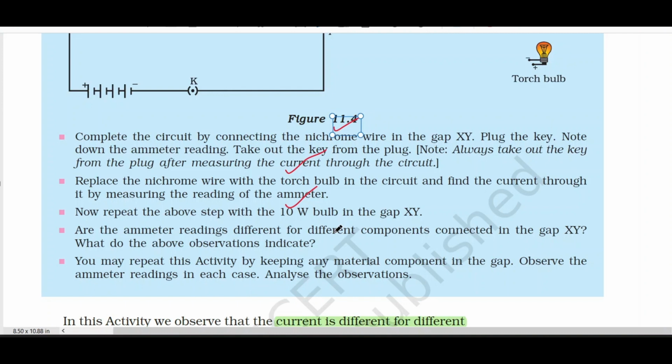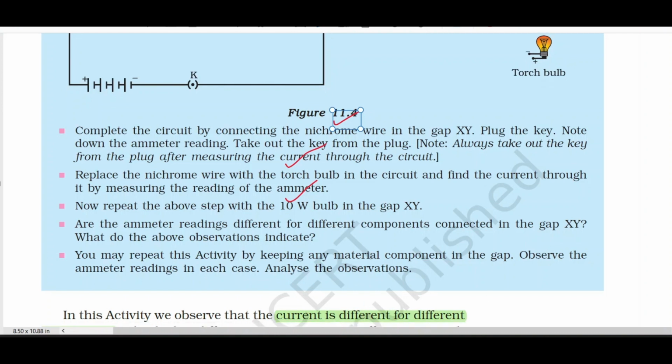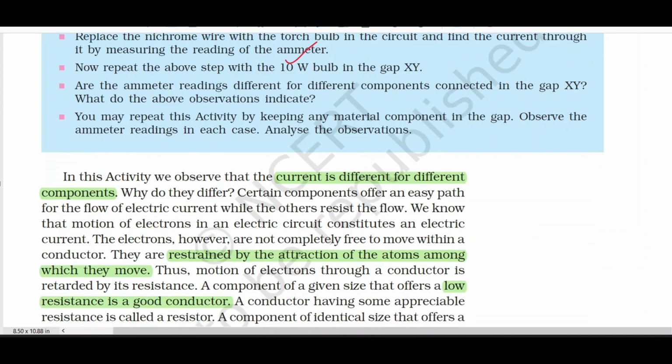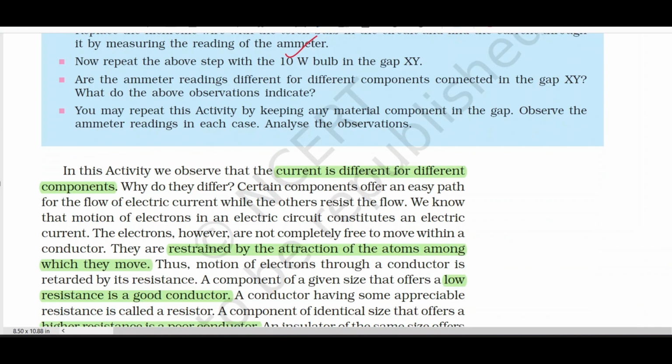Analyze the observations. तो हमें एनालाइज क्या करना है कि तीनों केस में क्या करंट की रीडिंग्स सेम थी या अमीटर रीडिंग सेम थी या नहीं. तो what did we observe, or what will you observe, is that in this activity we observe that the current is different for different components. अलग अलग components के लिए current अलग है. Why is this? Certain components offer easy path for the flow of electric current while others resist the flow. कुछ components easy path allow करते हैं, मतलब कम resistance, कम रुकावट allow करते हैं, and other components offer more resistance.